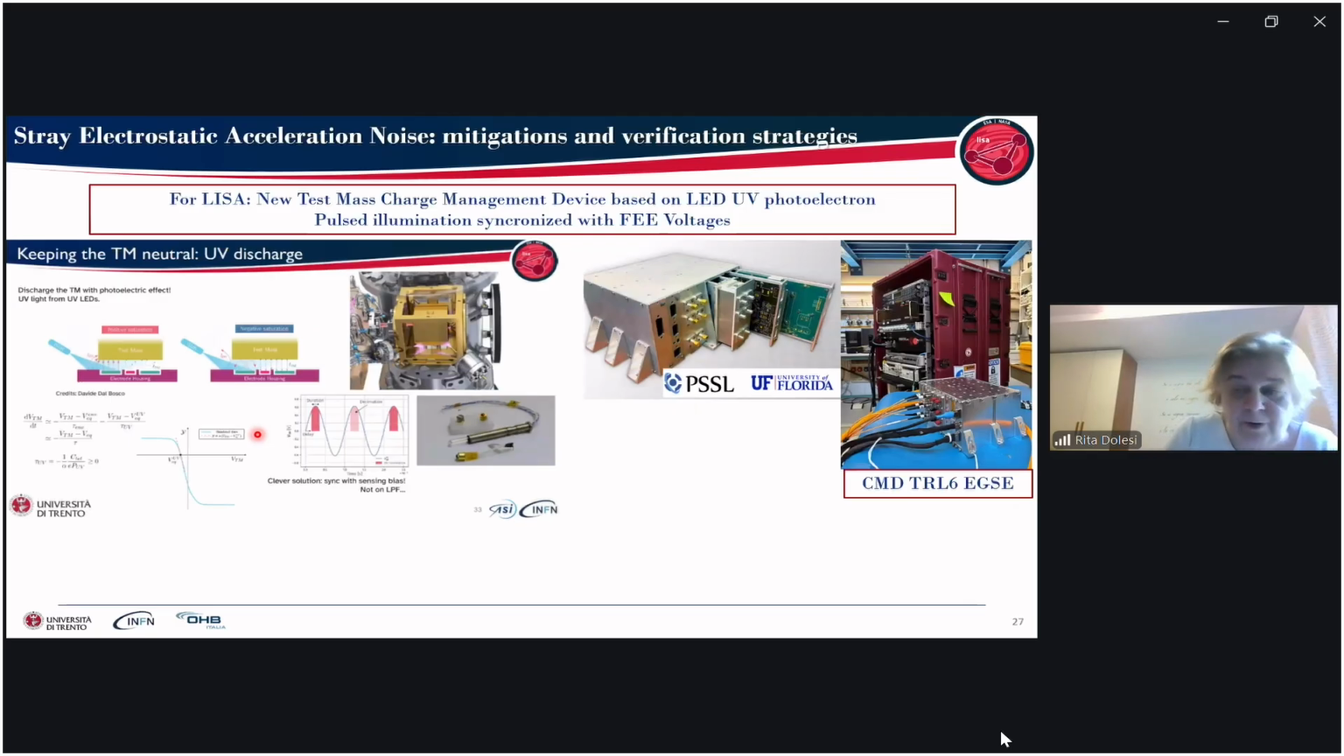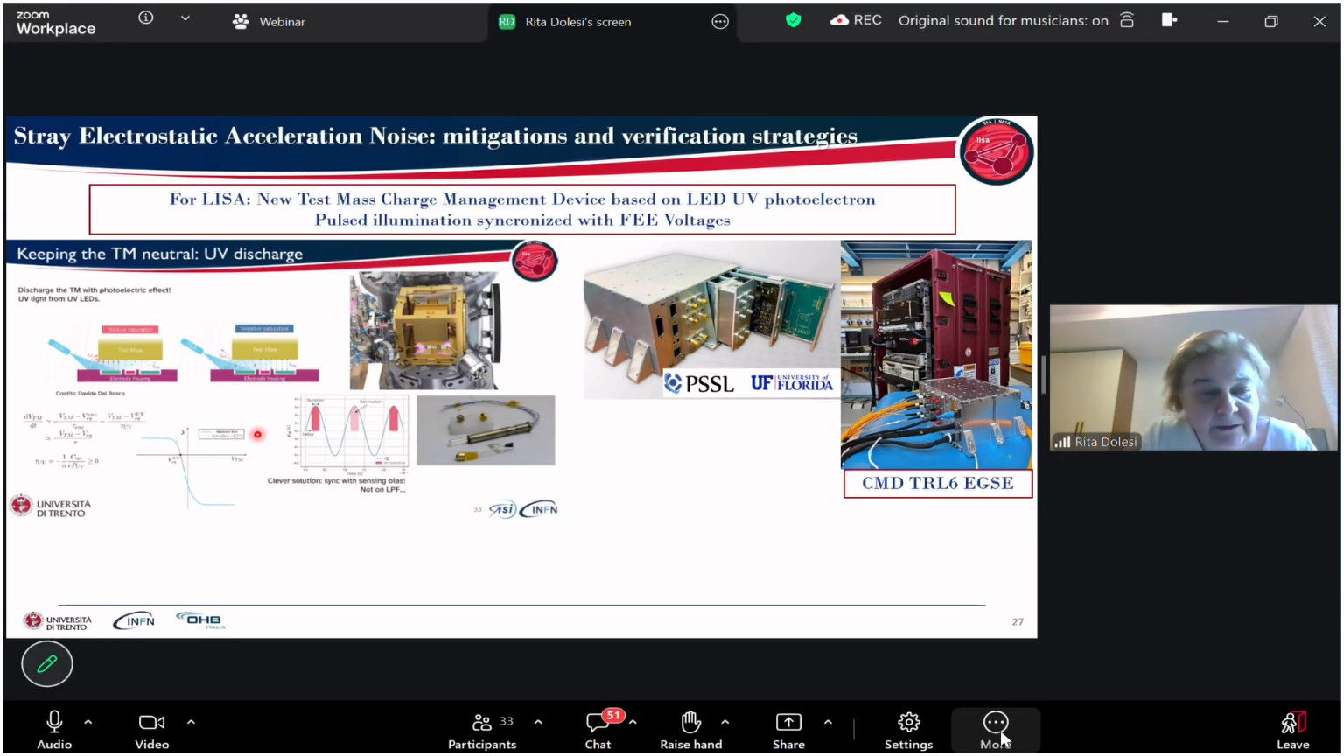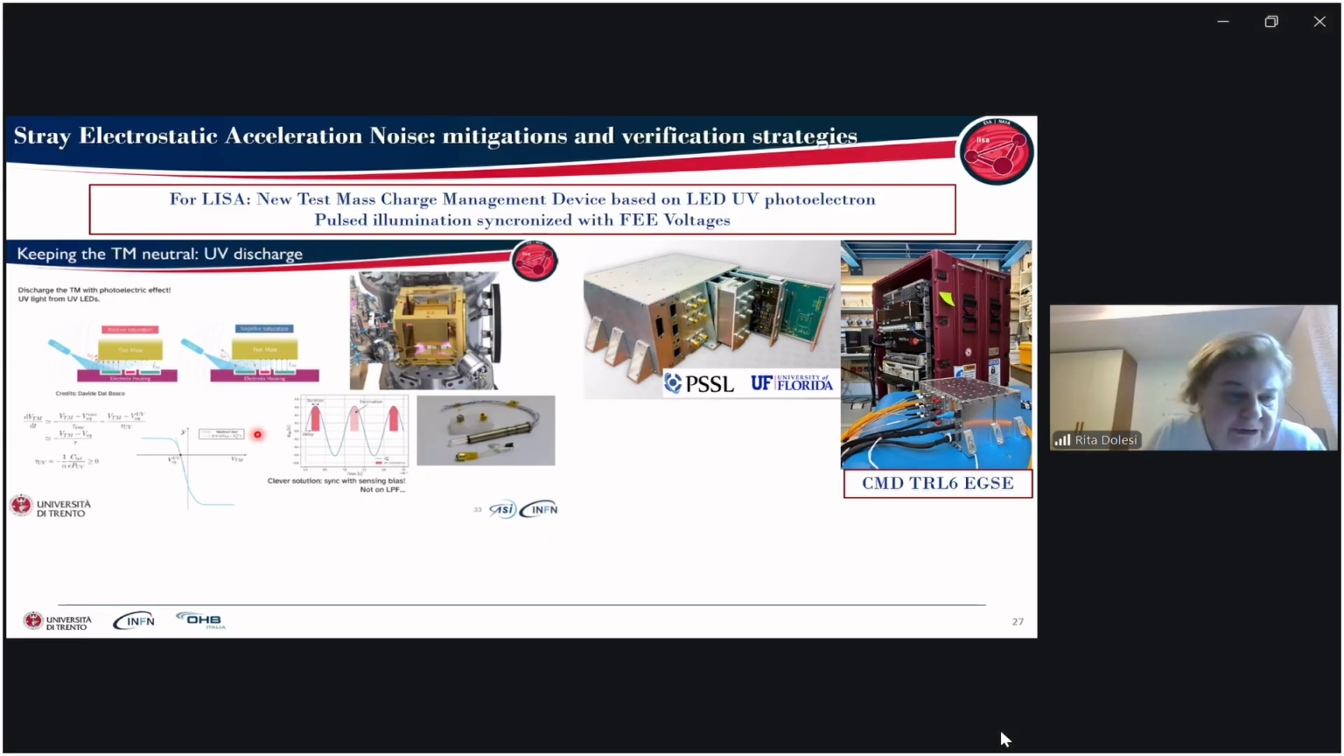So we developed a completely new charge management device based on the photoelectric effect induced by UV light. The use of LEDs allows for a nice strategy of illumination with pulsed light synchronized with the front-end electronics. This concept was demonstrated. University of Florida, NASA provides this subsystem.